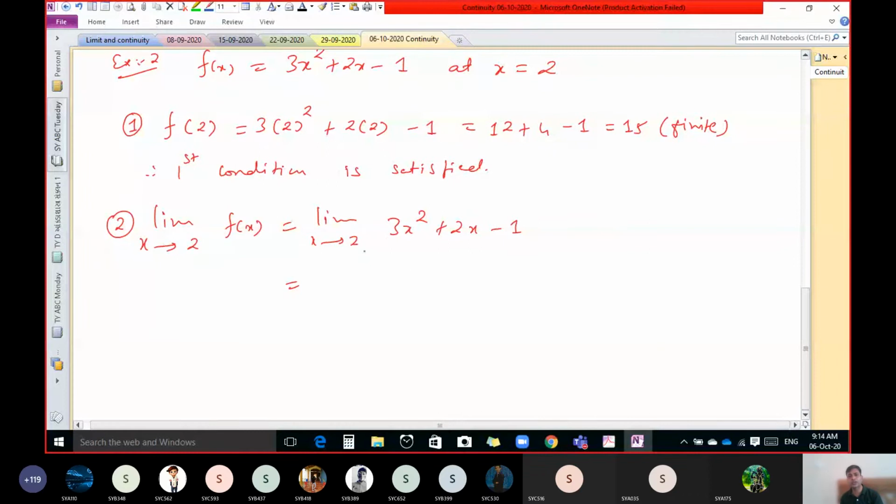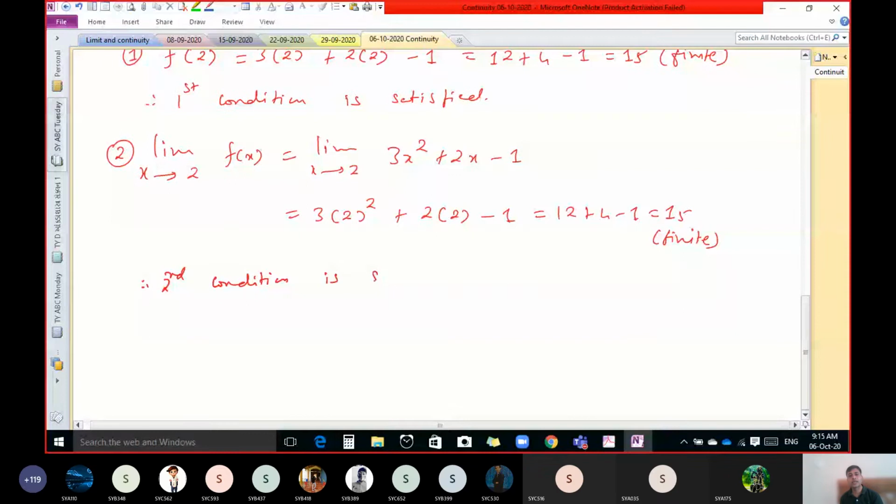So put x equal to 2. 3 into 2 square plus 2 into 2 minus 1. Obviously our answer is 12 plus 4 minus 1, that is 15. This is also finite. So my second condition is also satisfied because the limit exists and is finite. Therefore, the second condition is satisfied.